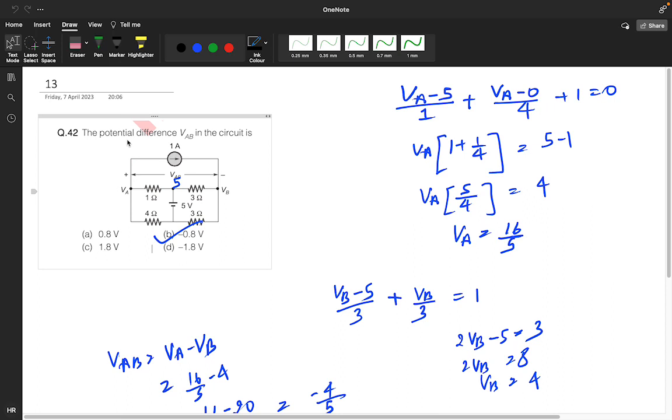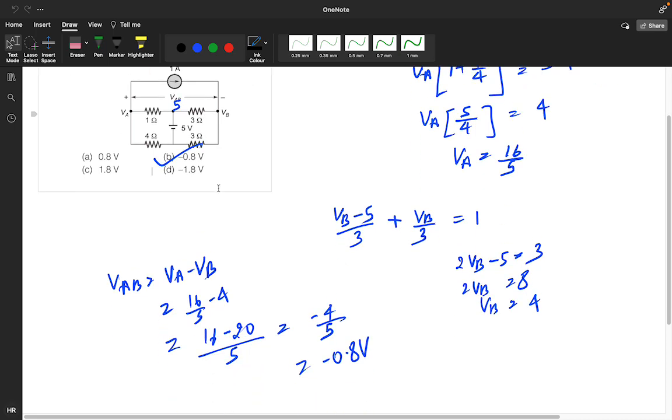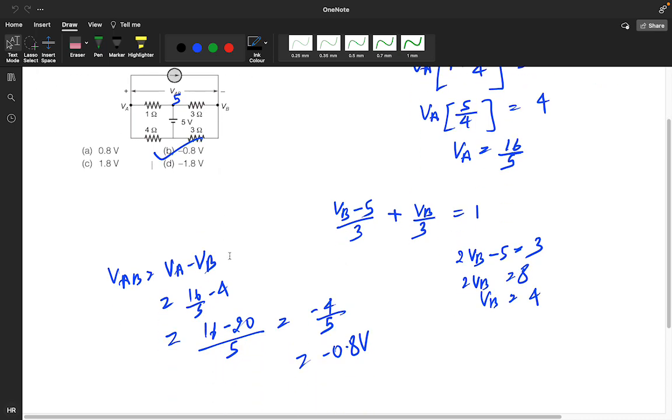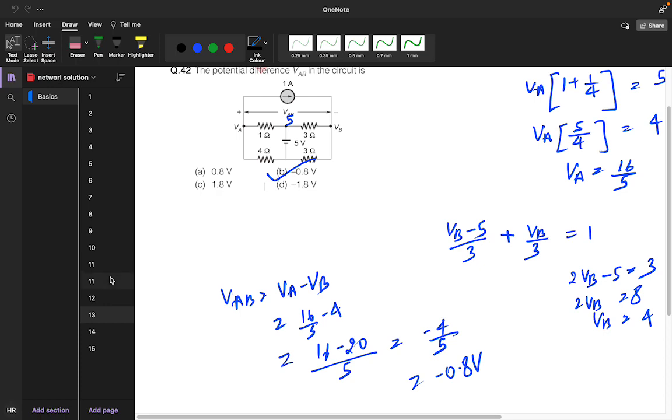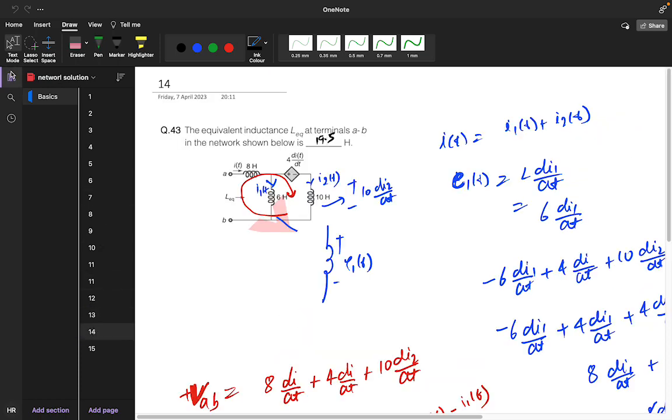And here the potential difference VAB. So apply the nodal analysis, put one node VA, this is VB, and the node voltage is the supernode only, so 5 volt is given. So (VA minus 5) by 1, plus (VA minus 0) by 4, plus 1. Okay, current is given. Same thing you will do here. You will get two equations, solve the two equations, you will get the result, VA and VB. You have to subtract the two voltages, and you will get VAB. And the 14th one is very easy.